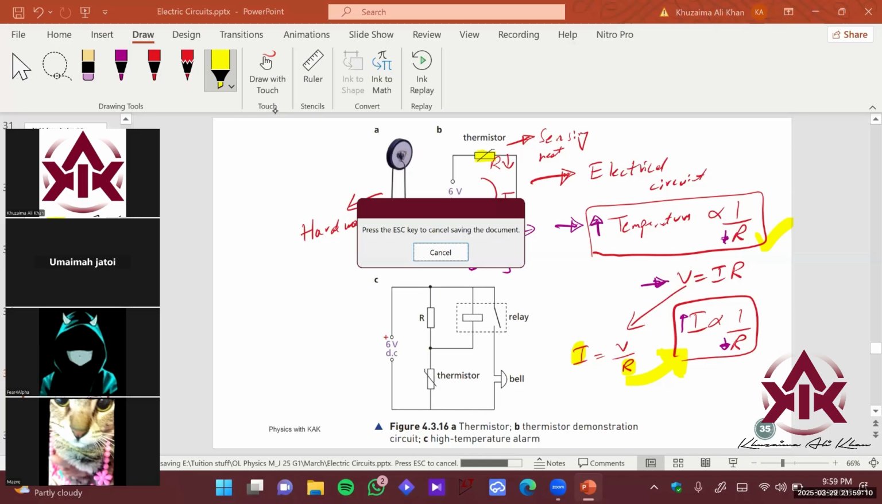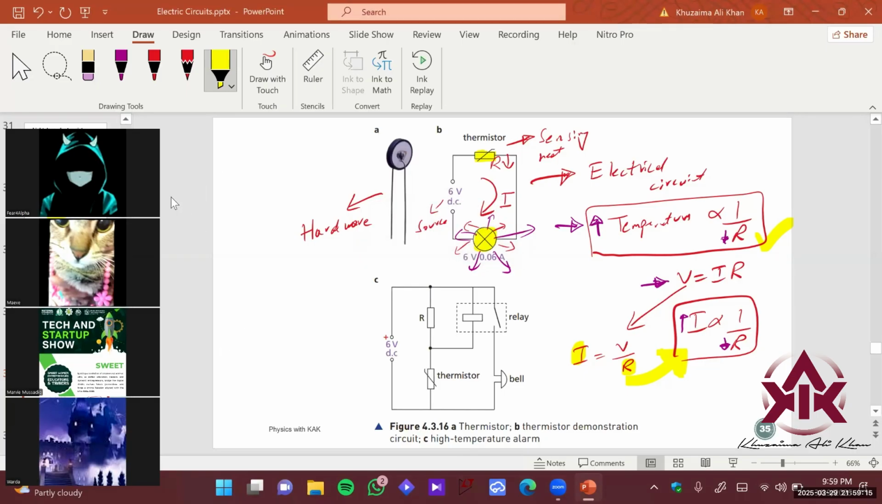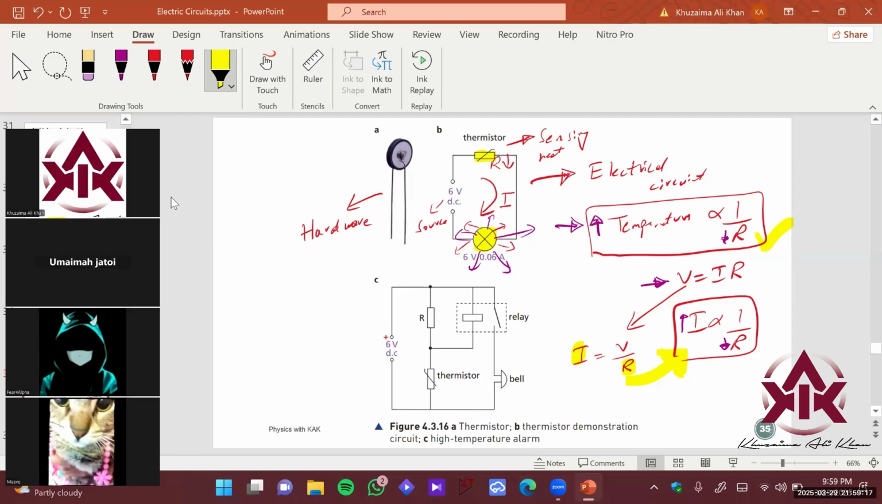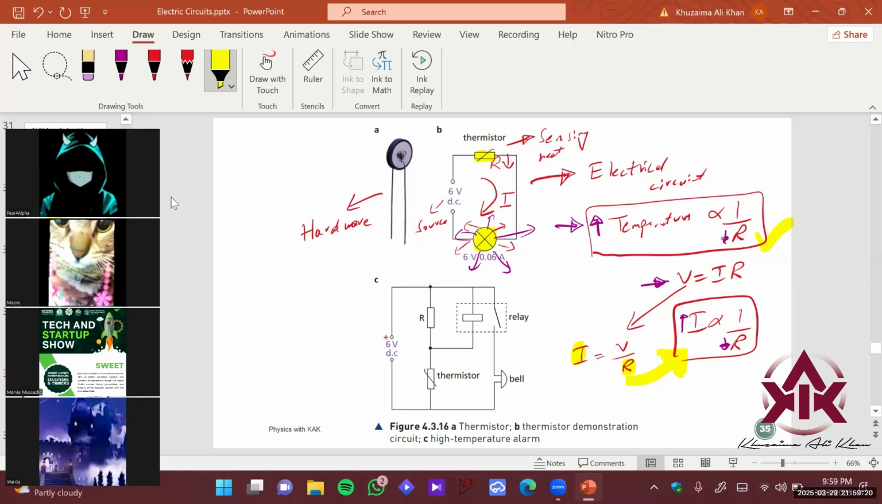Okay, it makes sense to Hamza. Mashal, okay. Maeve also. What about Varda and Mama?